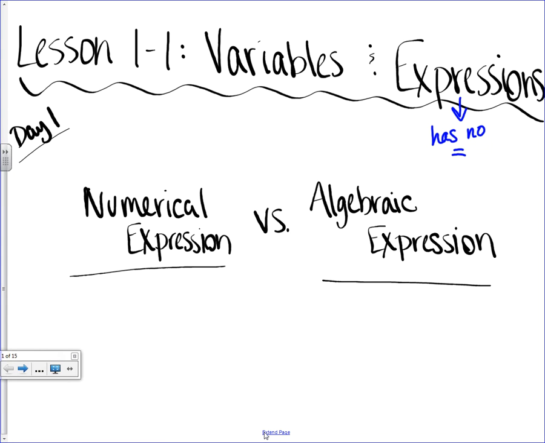All right, what do you think that word numerical means? What do you think this word numerical right here means? All numbers. With the numbers, though, you could have operations. So numerical expressions have numbers and symbols. So would anybody like to give me an example of a numerical expression? Numbers and symbols.